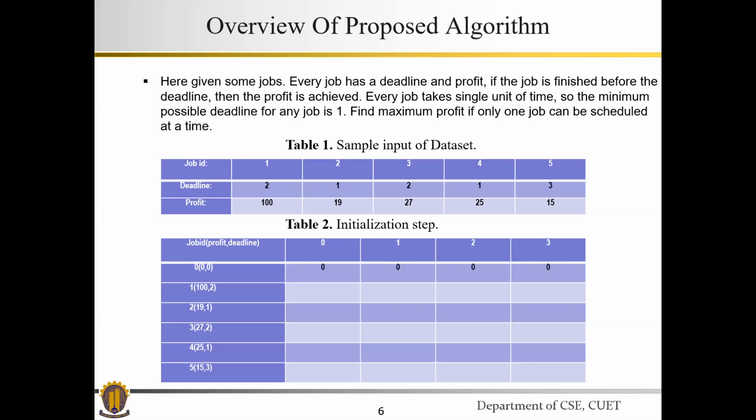If we complete the job within deadline 2, then we can get profit 100, otherwise not. This procedure happens for every job. So we have to find the sequence of jobs in which we should do them to get the maximum profit. Here the initial steps are given. First step, we'll put all the first row as 0.